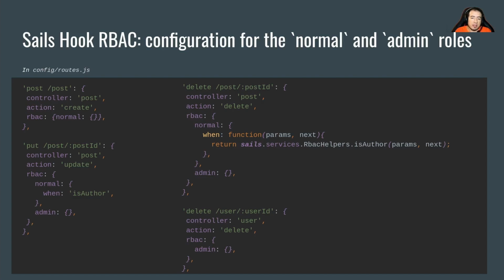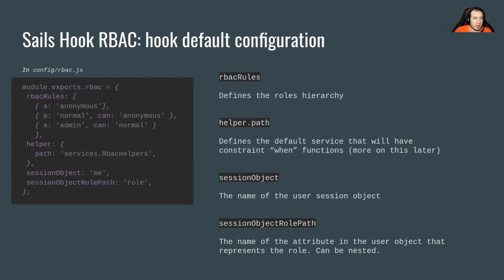And finally, on the delete post, you will see that there's the same use case, but in this case the when is not just a string, but it's actually a function. And that's where the previous configuration that I mentioned earlier comes into place. Let me go back a little bit. So here's where you define the path and services RBAC helpers, or it could be helpers and some other container or object that has all the functions that you want to use.